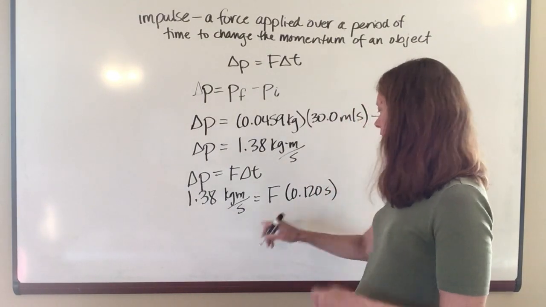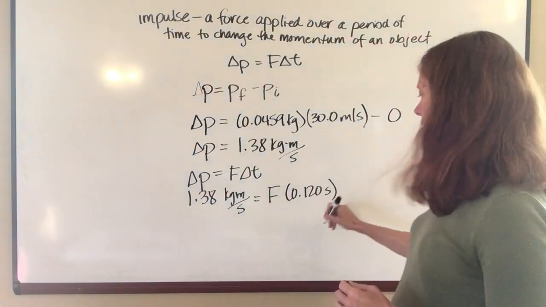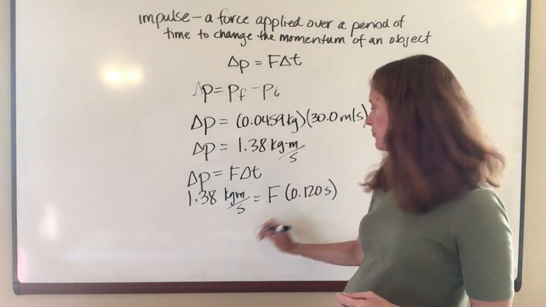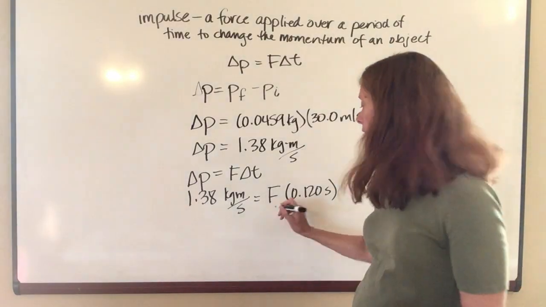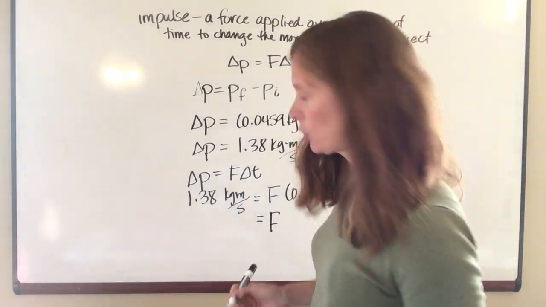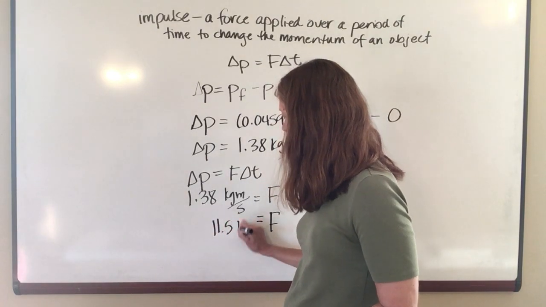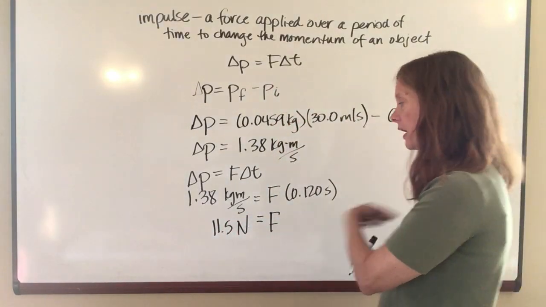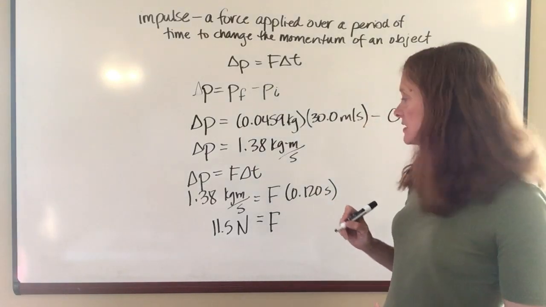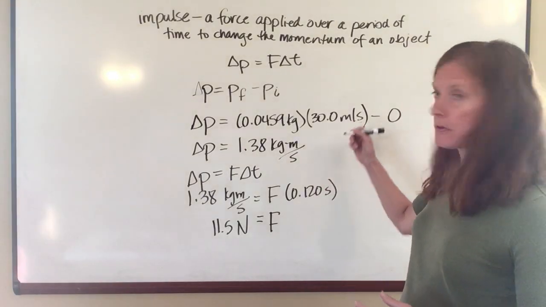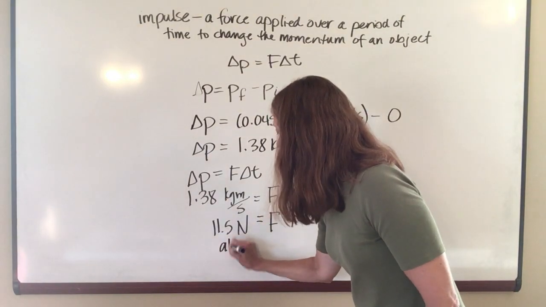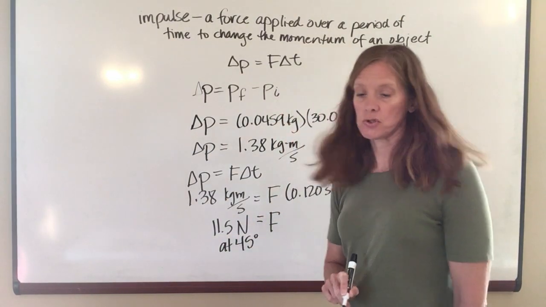So if I divide both sides by seconds, what am I going to end up with? Well, I'm going to end up with kilogram meter per second squared, since the seconds is divided. Kilogram meters per second squared is a Newton, just like we learned before. And so if I divide those numbers out, I end up with 11.5 Newtons. You will recall that force is a vector quantity, and since I know the direction of the velocity was at an angle of 45 degrees, this force also has to be at 45 degrees.